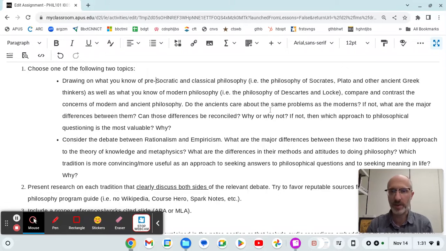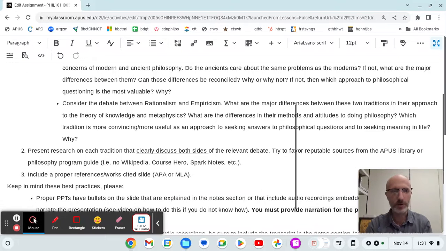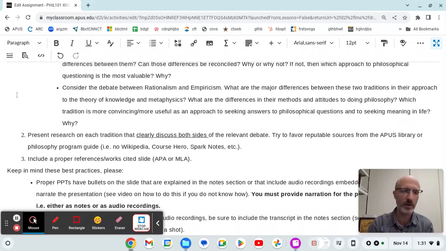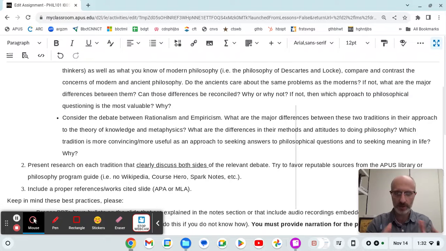Do they care about the same problems? What are the big differences? Can these be reconciled? Why or why not? So that's your first choice of topic. Option 2: consider the debate between rationalism and empiricism. We've got a section of the course on those. What are the major differences between these two traditions in their approach to the theory of knowledge and metaphysics? The topic description goes on there.